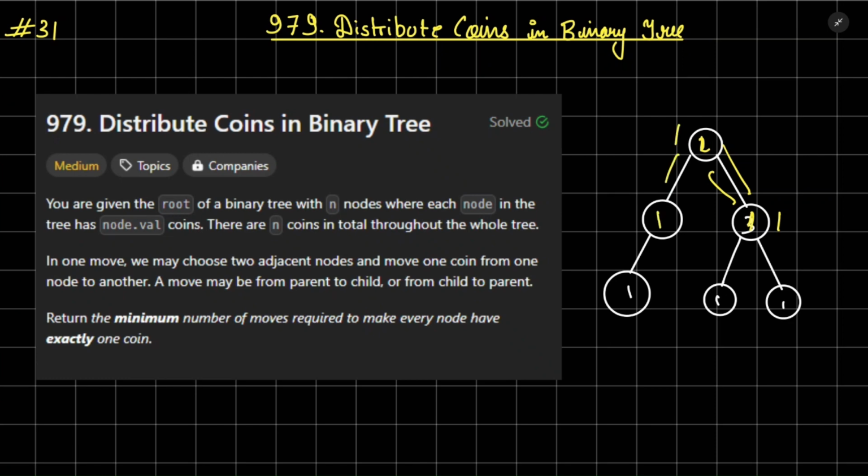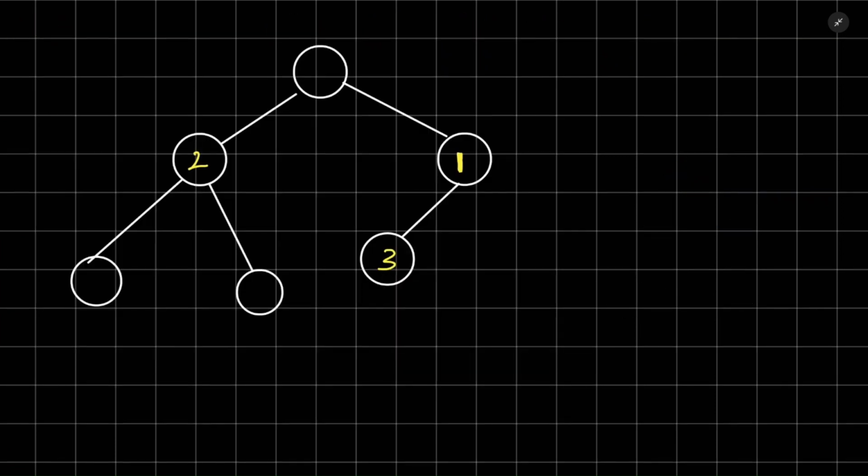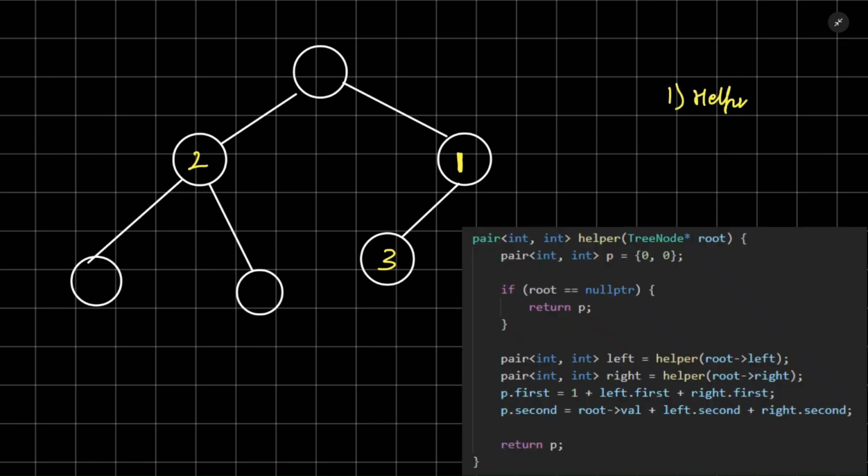So now I will explain the way I have solved this example using a dry run. So I have 2 functions. The first function is just a helper function, which tells me the number of nodes rooted at a node and the total number of coins in that subtree. So for example, the helper function for the whole tree would return me 2 numbers. The first number would be the total number of nodes, which here is 6, and the second will be the total number of coins, that would be 6. For the root node, both will be equal because that's how the question is framed.